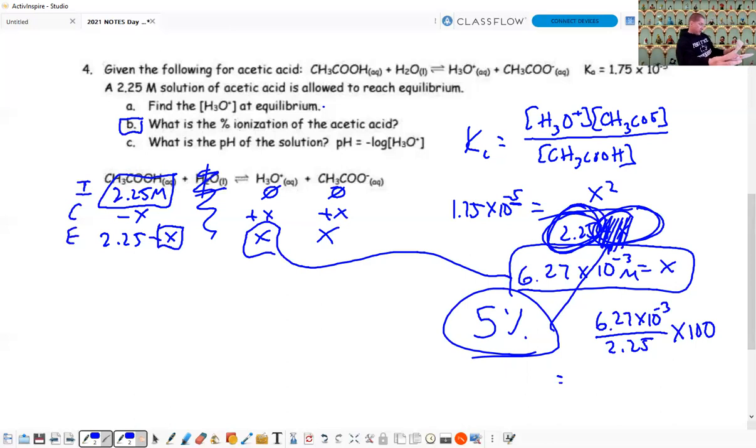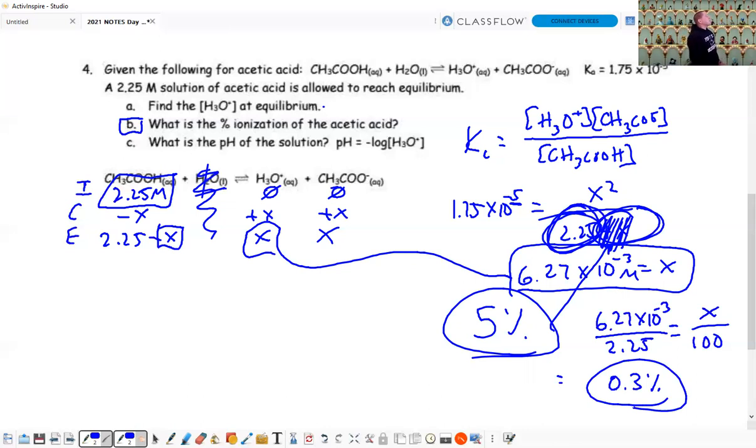So if you do that value there, 6.27 times 10 to the minus 3 divided by 2.25 times 100, or my preferred way, which I showed you, is x over 2.25 times 100. Solve that way to find a percentage. Either way, you get 0.3%. So you can see it's a really small amount, 0.3%, way less than 5%.